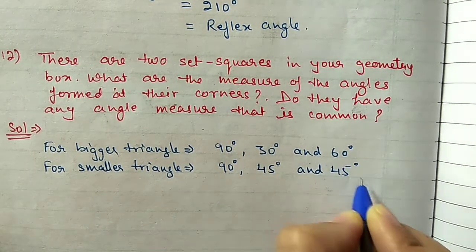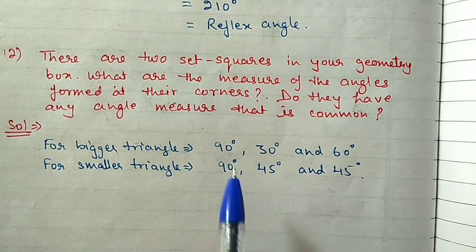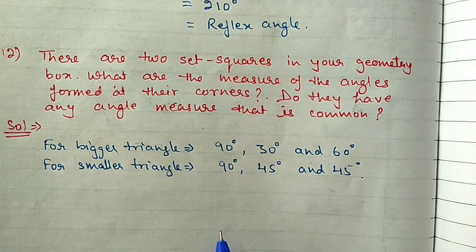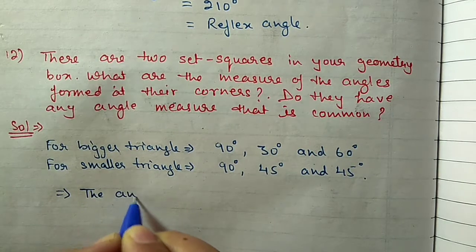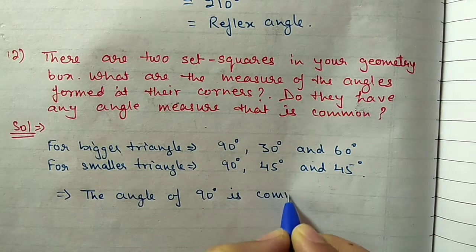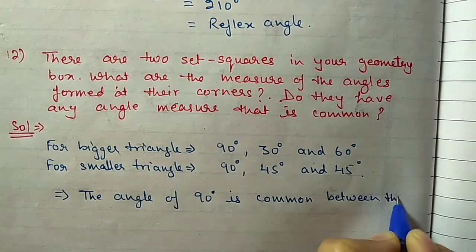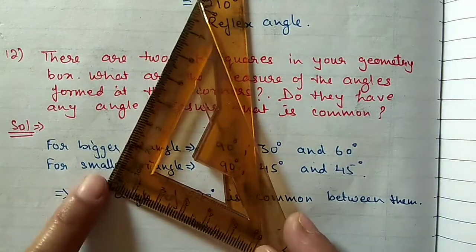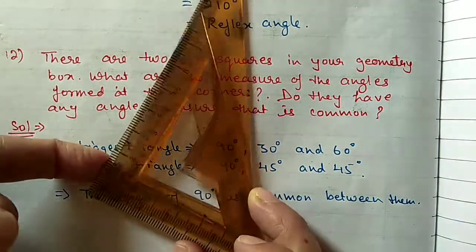Now the next question is, do they have any angle measure that is common? Yes, you can see 90 degrees is common for both of them. So we can write that the angle of measure 90 degrees is common between them. You can keep them over each other and check. You can see that if you keep them like this, it matches exactly. So this angle is common for both the triangles.